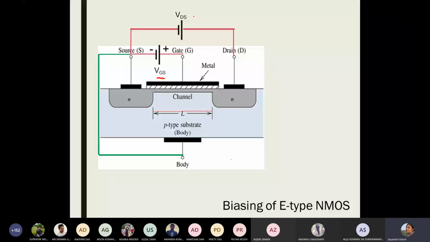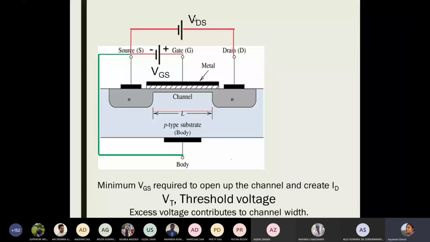Now let us try to understand it in a more quantitative way, so that we can draw the output characteristics now. Okay, so this thing I have already defined, but let us just concretely define threshold voltage once again. So threshold voltage is denoted by VT, and that is the minimum VGS required to open up the channel in the first place. Okay, so until your VGS is equal to VT, you do not have any channel.